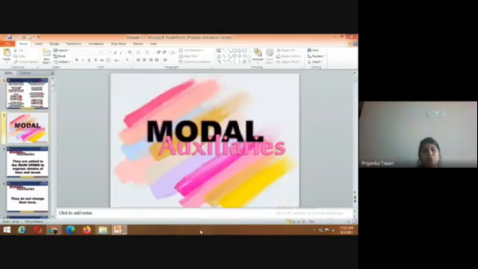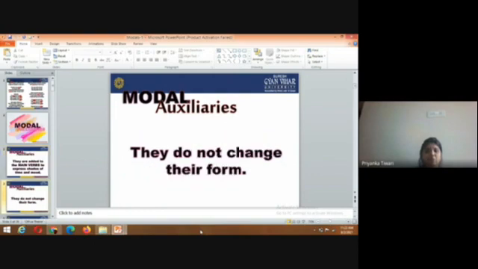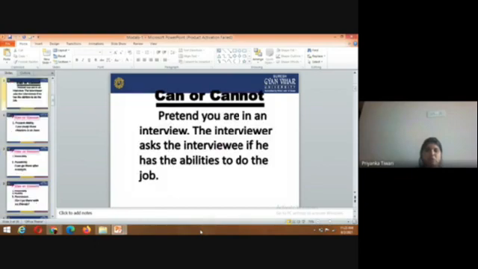So we have discussed some modals also here. Modal auxiliaries are added to the main verbs to express shades of time and mood. They do not change their form, and we can use can or cannot. We have done these things.